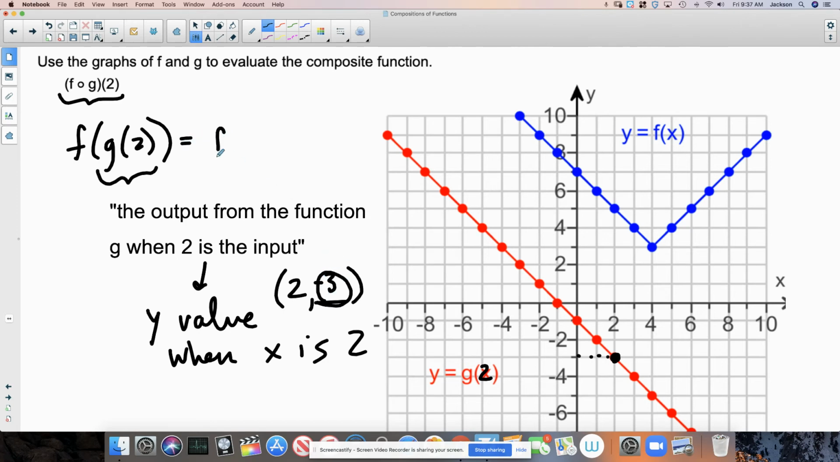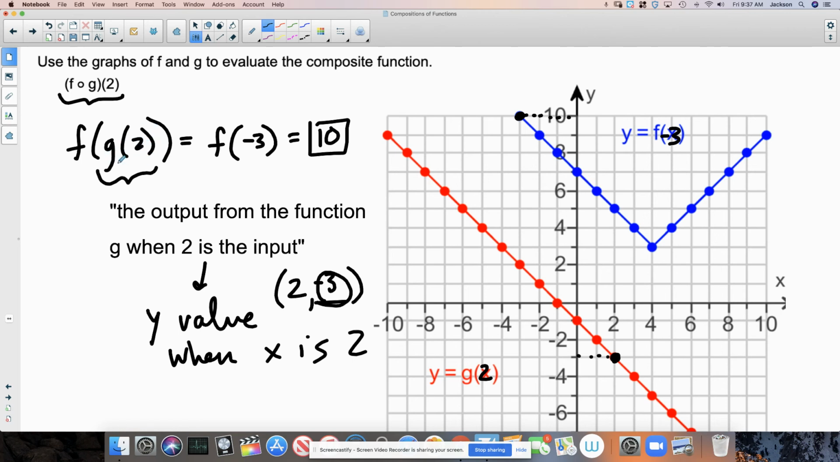So this becomes f of -3. And then we come to the absolute value function here, and we say, okay, on the function f, there's an x value of -3, which is right here. Here's where x is -3. Find that point on this function, and what is its output? What is its y coordinate? That's 10.